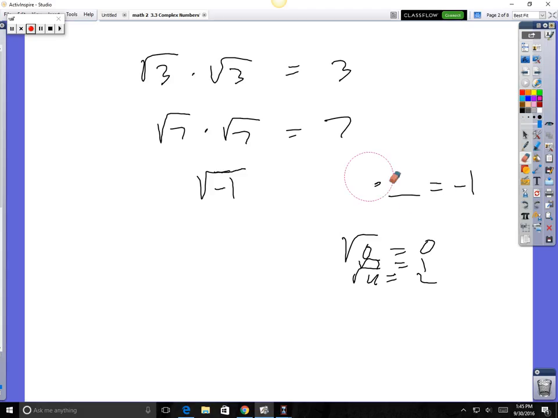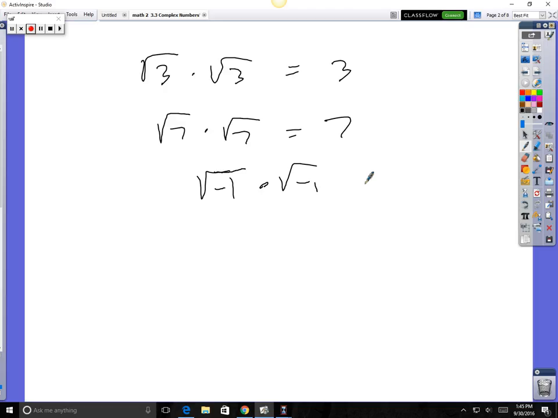But check this out. Square root of 3 times square root of 3 is 3, yeah? Square root of 7 times square root of 7 is 7. What's the square root of a negative 1 times the square root of a negative 1? A negative 1. Ryland, pay attention. Are you good with this? Square root of 3 times square root of 3 is 3. Square root of 7 times square root of 7 is 7. Square root of negative 1 times square root of negative 1 is negative 1.